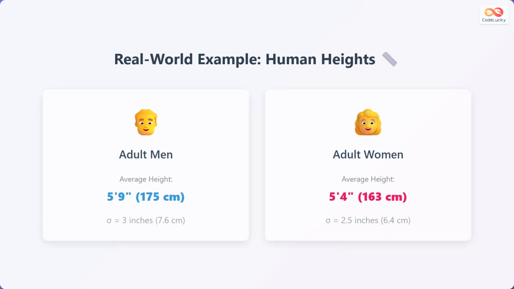Another real-world example is human heights. For adult men, the average height is 5 feet 9 inches, or 175 centimeters, with a standard deviation of 3 inches, or 7.6 centimeters. For adult women, the average height is 5 feet 4 inches, or 163 centimeters, with a standard deviation of 2.5 inches, or 6.4 centimeters.